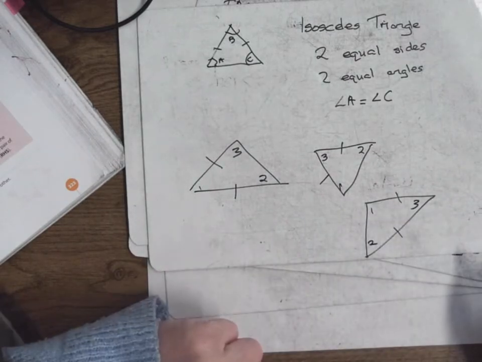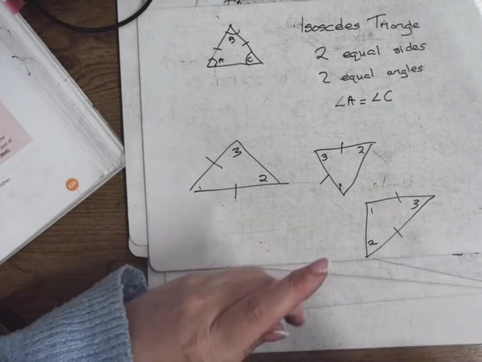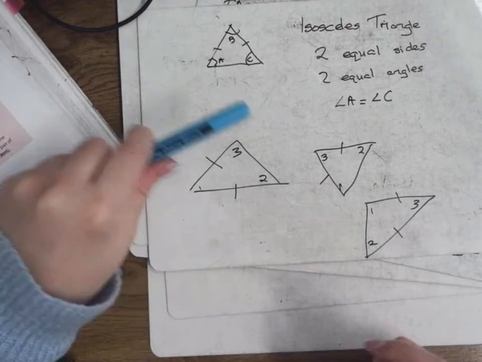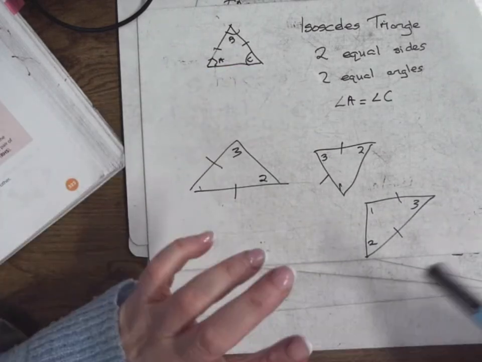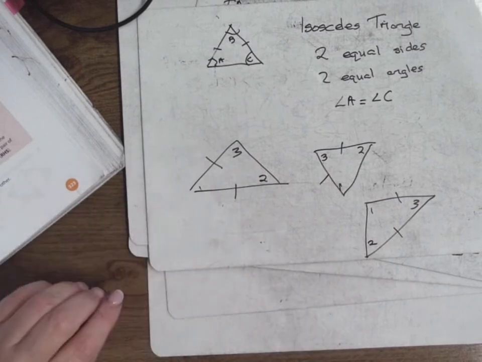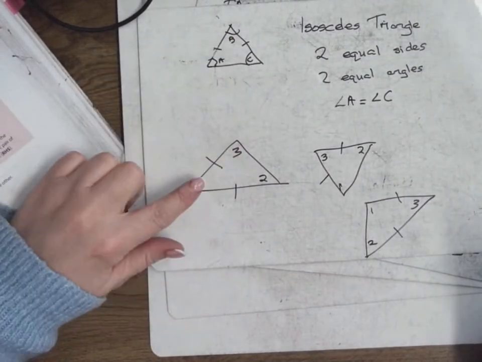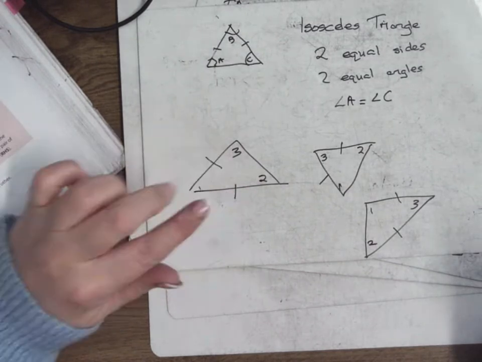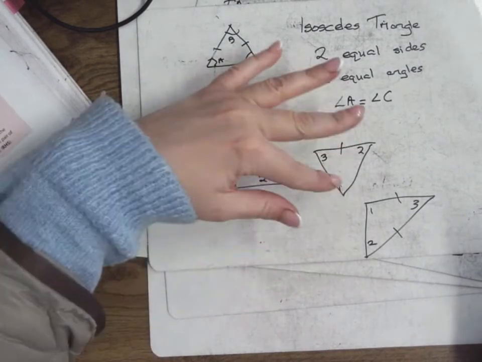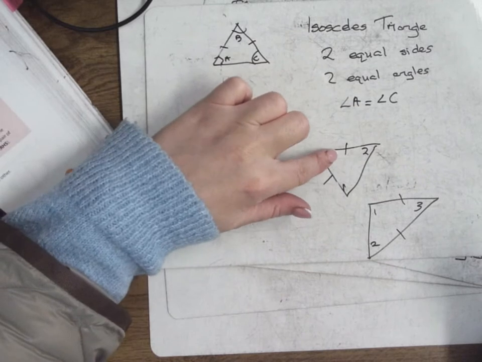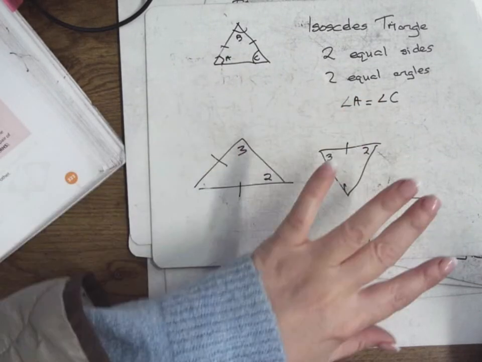Because it won't be straightforward like this if they give you one. They'll make them look funny. Are we good? So it's not the angle between the 2 equal sides. There's the 2 equal sides, it's not that angle. There's the 2 equal sides, so it's not 3. There's the 2 equal sides, so again it's not 3. Is that okay?